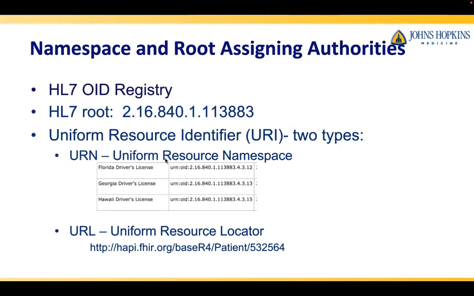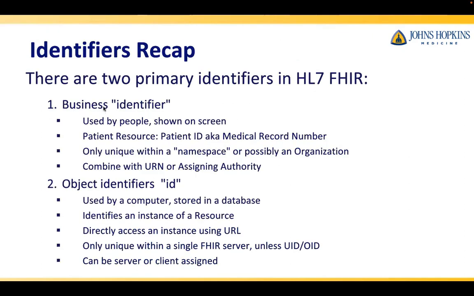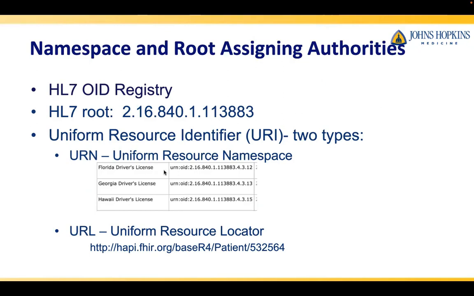The Uniform Resource Identifier, or URI, has two particular types. One is the Uniform Resource Namespace. And so you can see how HL7 uses URNs to define unique OIDs. They're going to say it's a URN. It's an OID. 2.6, you can see the HL7 here. And then these happen to be different states' driver's licenses: Florida, Georgia, Hawaii. So I'm going to guess .4.3 means somehow you get down to driver's license. And then here you've got .12, .13, .15. I'm not sure what happened to 14. But you can see how you begin to create OIDs or unique identifiers.